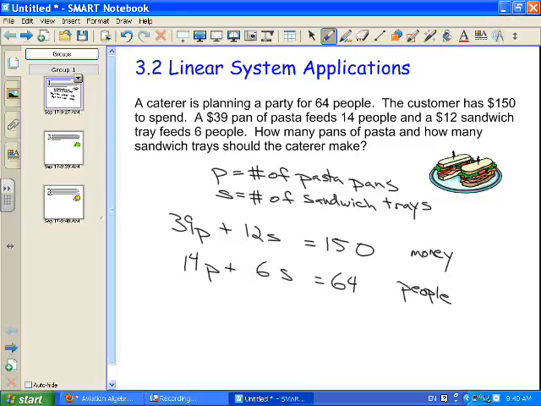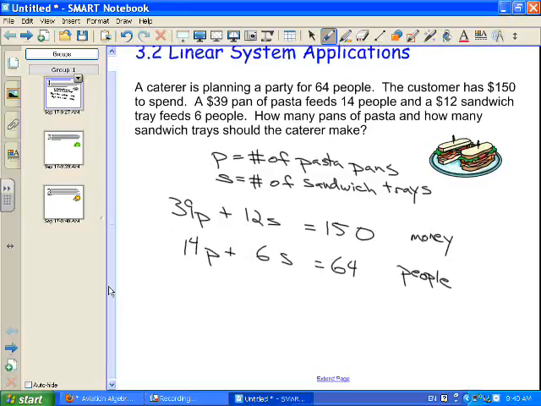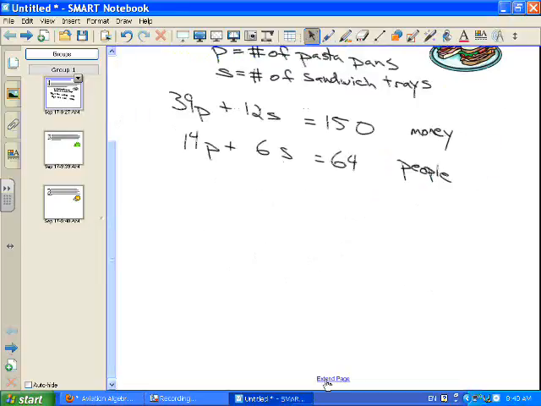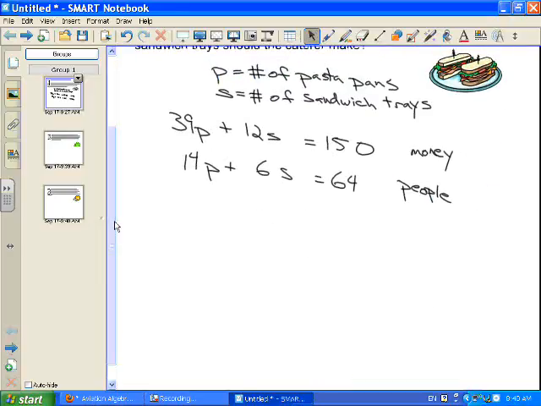All right, there are 2 equations with 2 variables in it. Can I solve it now? Absolutely, and let's use systems, because it's the fastest way, with the combination method. So, does 14 go into 39 evenly? It does not. How about 6 and 12? Yeah, so that one works.